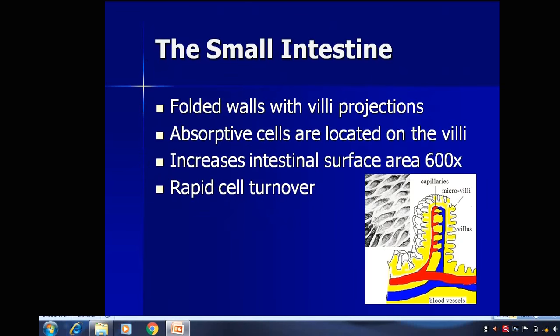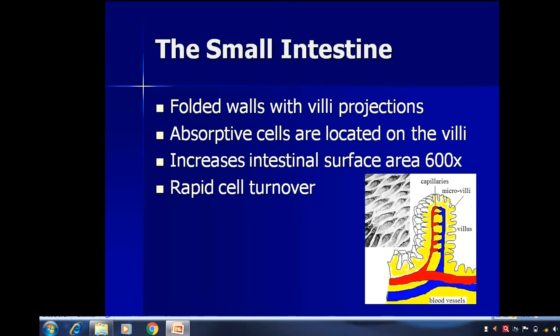The small intestine has folded walls with villi projections. This is the peculiarity of the small intestine. Absorptive cells are located over the villi and increase the surface area, about 600 times. A rapid cell turnover is also observed in the small intestine.